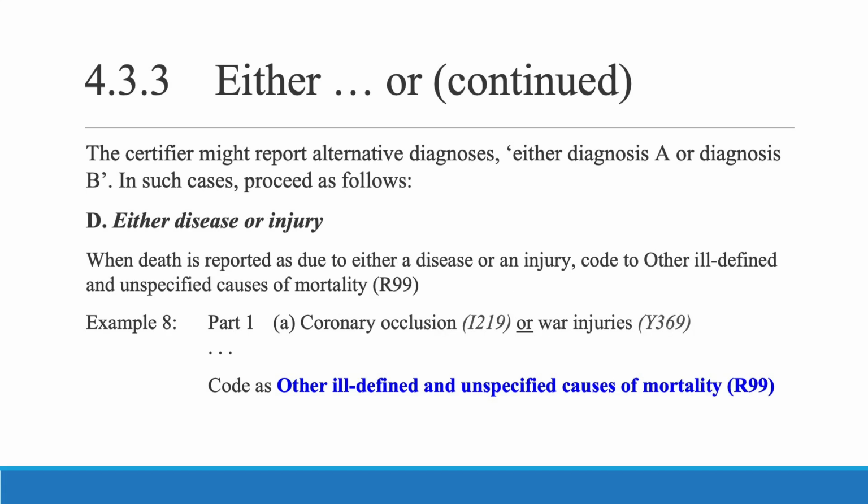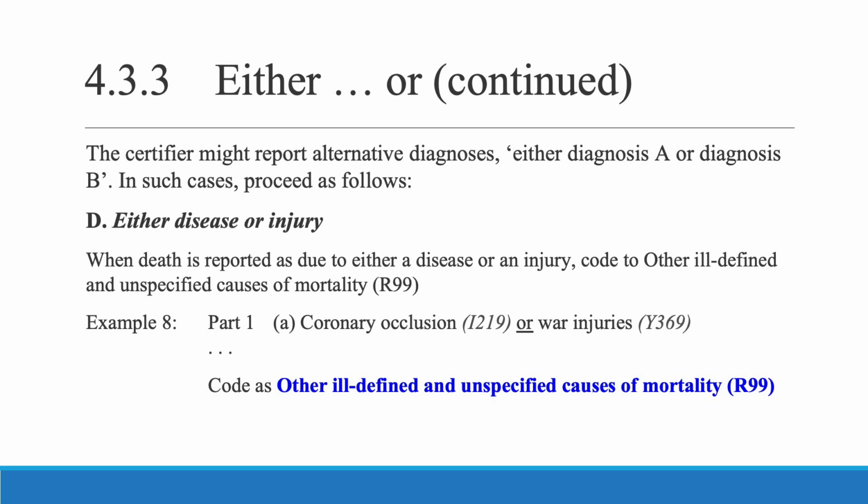In this final scenario, we're at section 4.3.3, either or. Instruction D, either disease or injury. When death is reported as due to either a disease or an injury, code to other ill-defined and unspecified causes of mortality, R99. Looking at example 8, part 1, line A, coronary occlusion with a provisional code of I21.9, or war injuries with a provisional code of Y36.9.